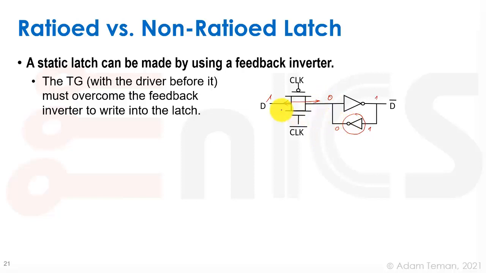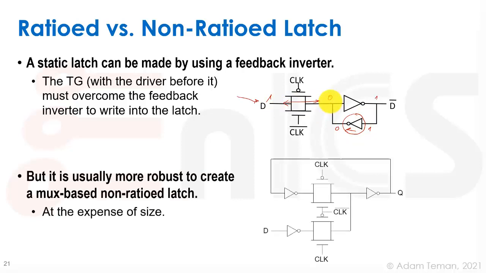So this is ratioed logic. Again, we'll have the driver that's coming from over here fighting against the feedback that's coming from over here. We need this feedback to be very weak in order for the driver to overcome it at any rate. So it's usually more robust to make a non-ratioed latch, and the MUX-based latch that we saw before is non-ratioed.